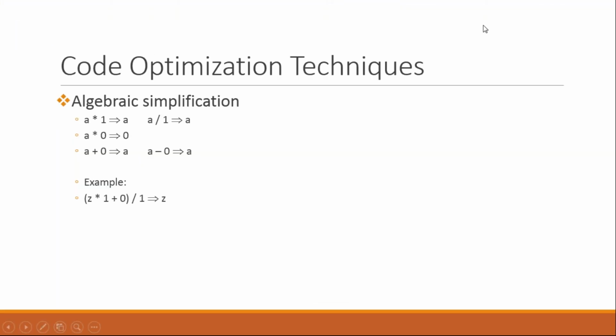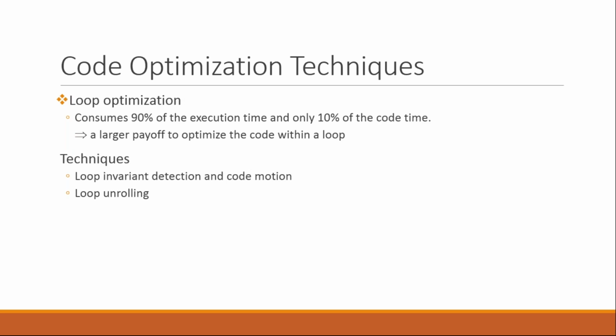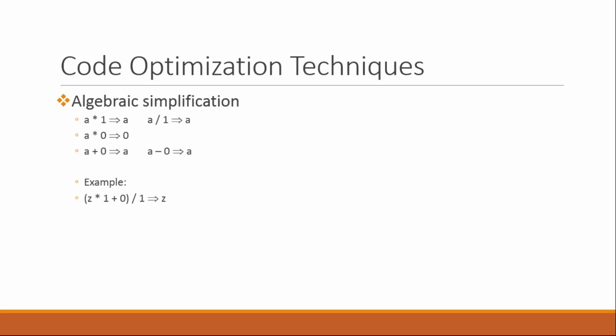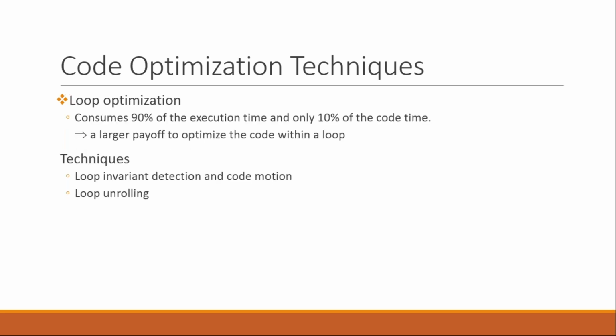So we can see over here a multiplied by 1 equals a, a divided by 1, a multiplied by 0, and so on. So all our methodologies for the code optimization technique are completed. Now we will start one more new concept, that is loop optimization.